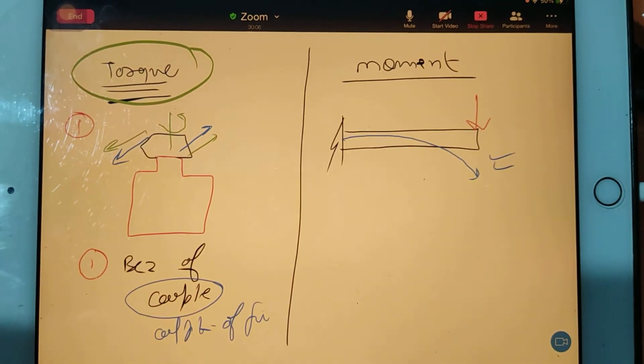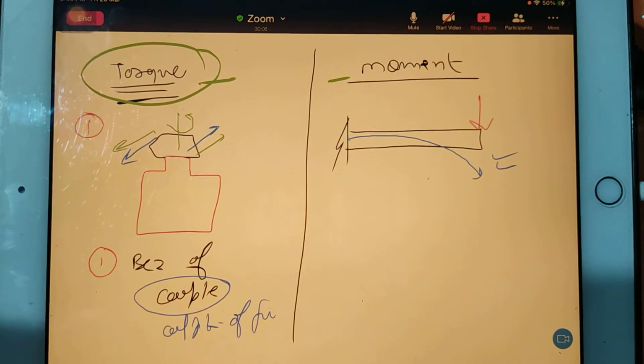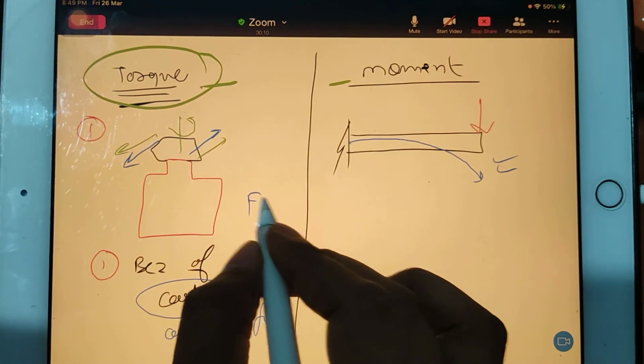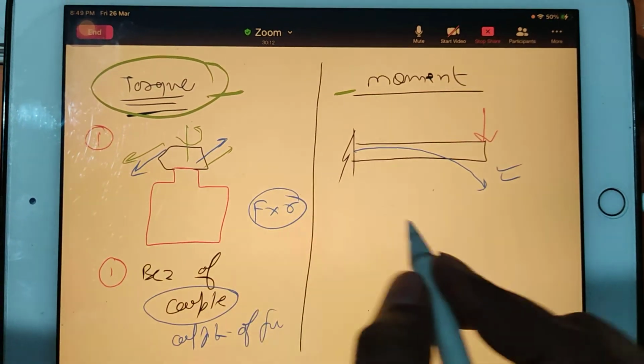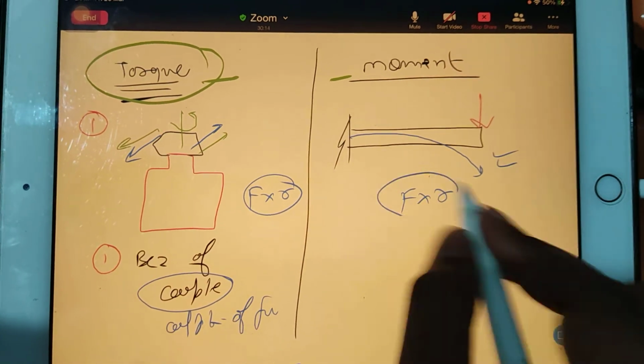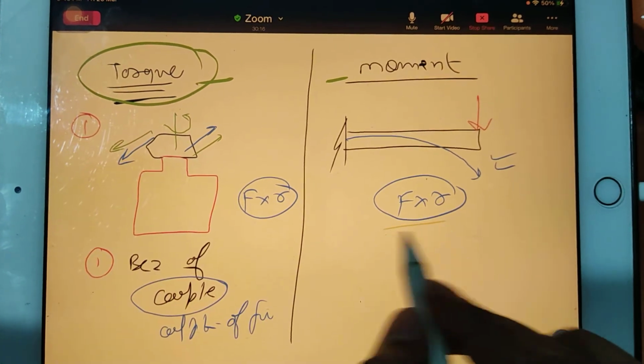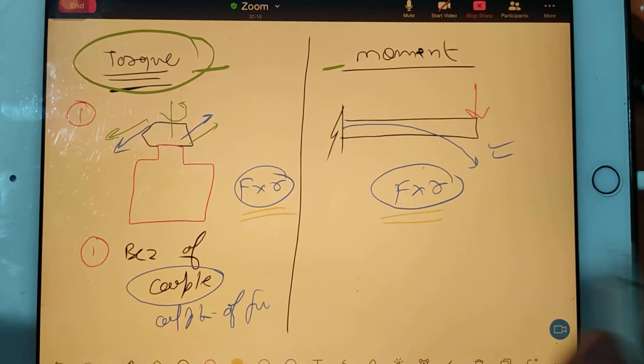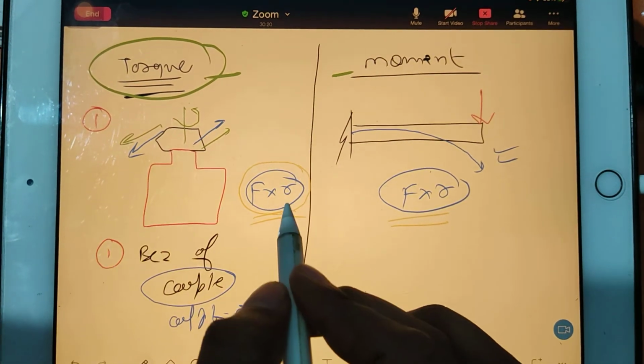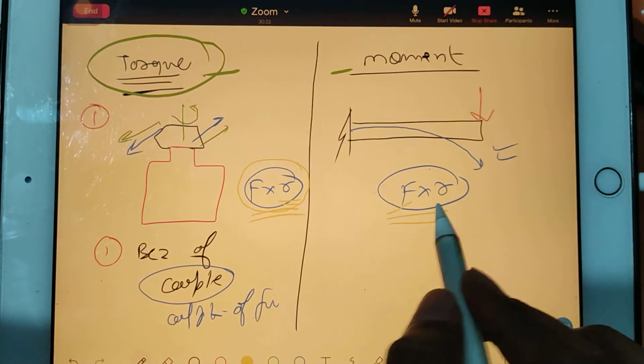Mostly why are students confused between torque and moment? Because in torque also they are multiplying force and distance. In moment also they are multiplying force and distance. But this multiplication idea is entirely different. Here, which force you are using and which distance you are using, and here, which force and which distance.